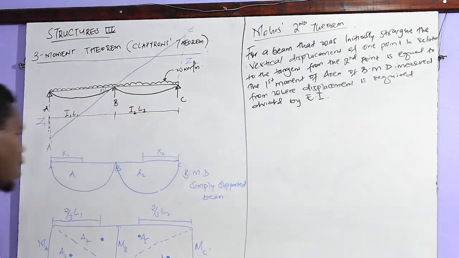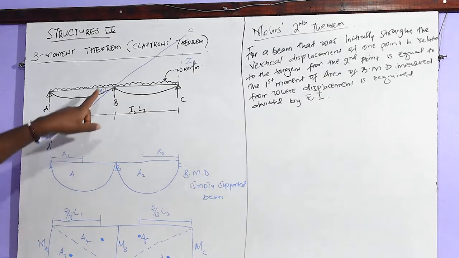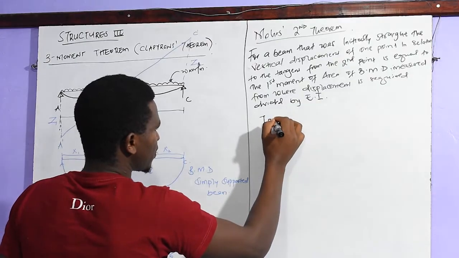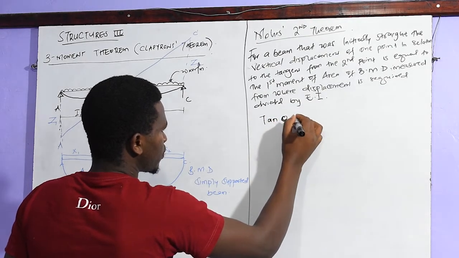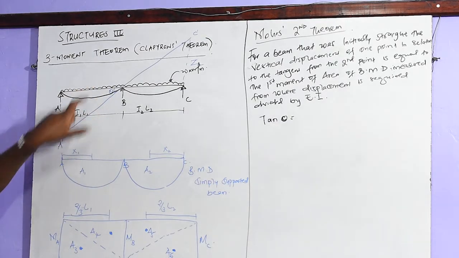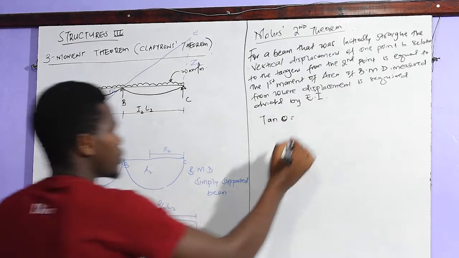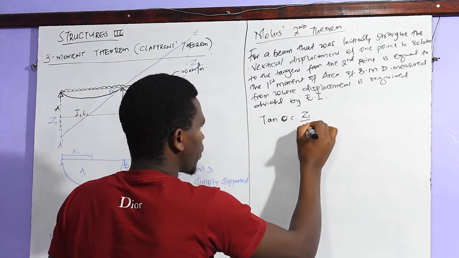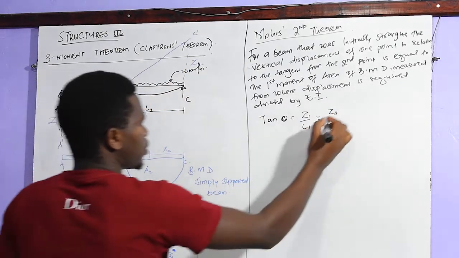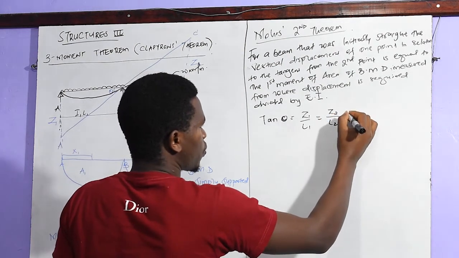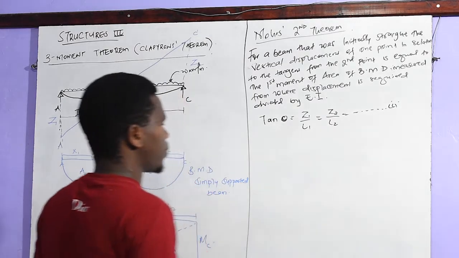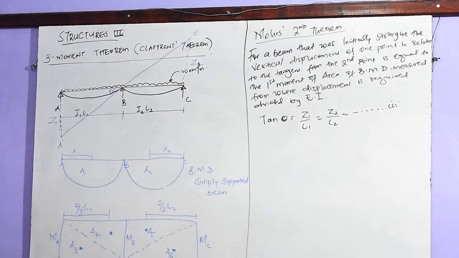Like so. And therefore, let's come to this angle theta. We say tan theta will be given by Z1 over L1. The distance from here to here is L1. So it is Z1 over L1, which equals Z2 over L2. So this one is equation 1.